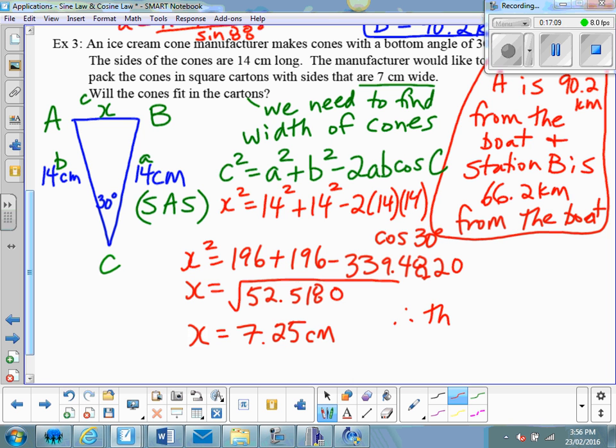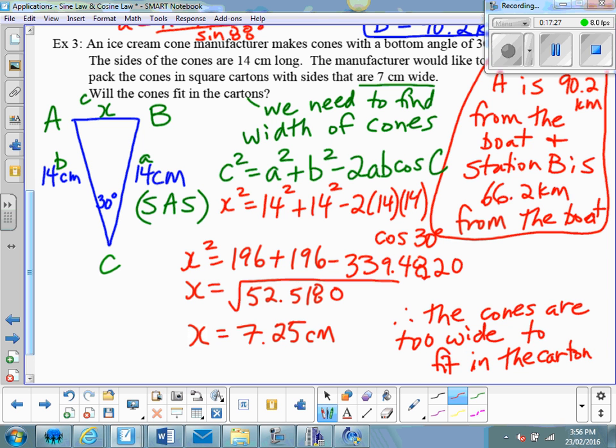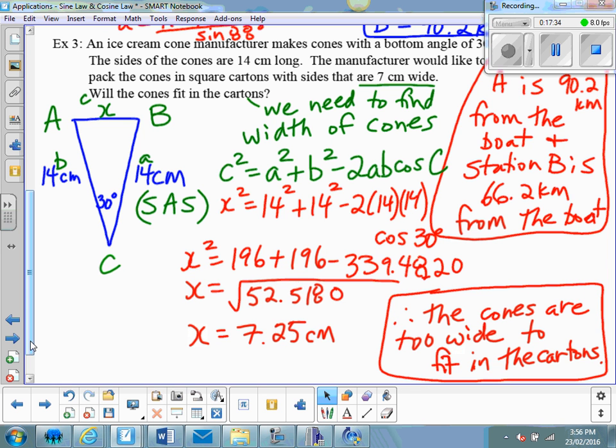Therefore, the cones are too wide to fit in the cartons. Okay, so that's the answer to that one. We'll do the other one for a warm-up tomorrow. Thanks.